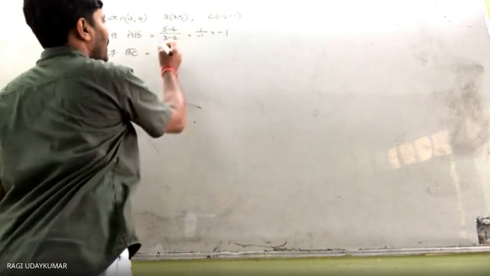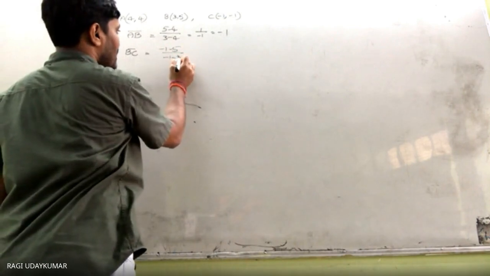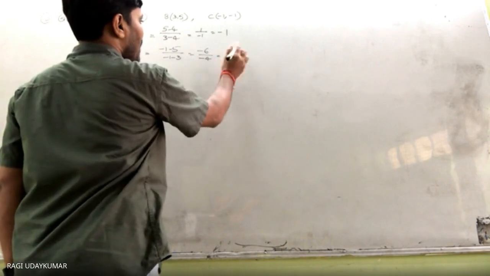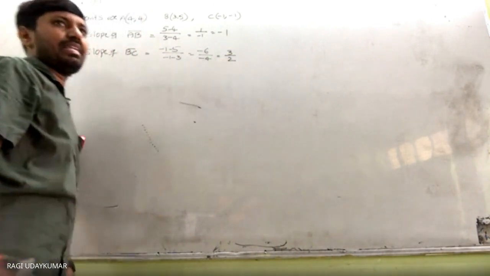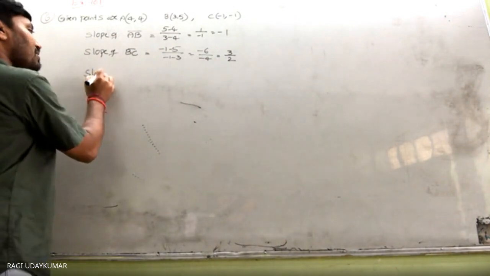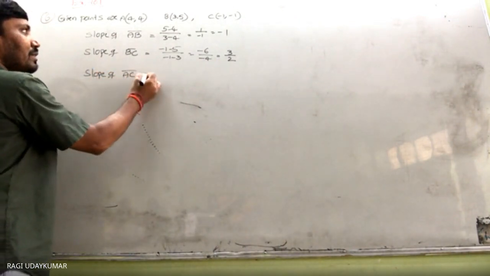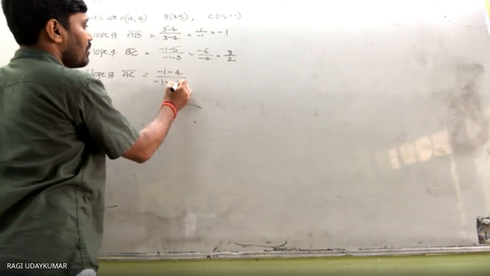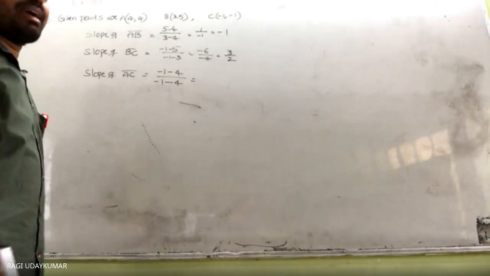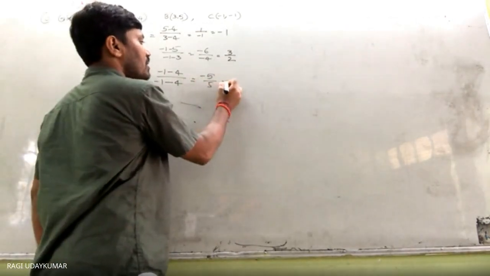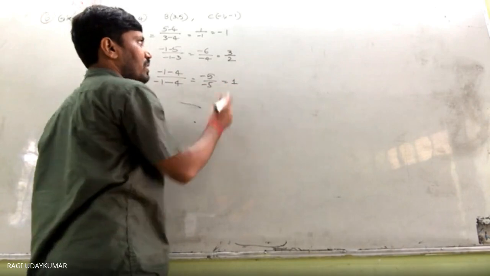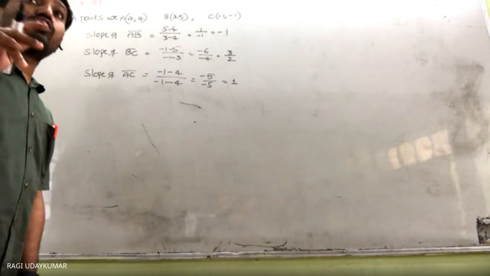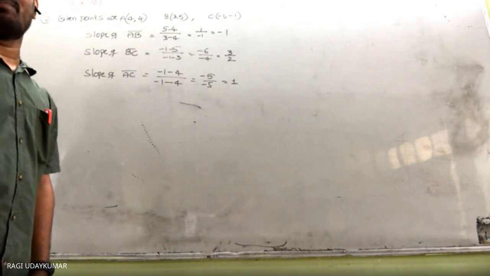So the slope of BC: -1 minus 5 by -1 minus 3, -6 by -4, which equals +3 by 2. The slope of the line BC is 3 by 2. Find the slope of line AC. So what do you get? -1 minus 4 by -1 minus 4, -5 by -5, which equals 1. The product of these two slopes is equal to -1. If the product of two slopes is -1, it means the two lines are perpendicular.